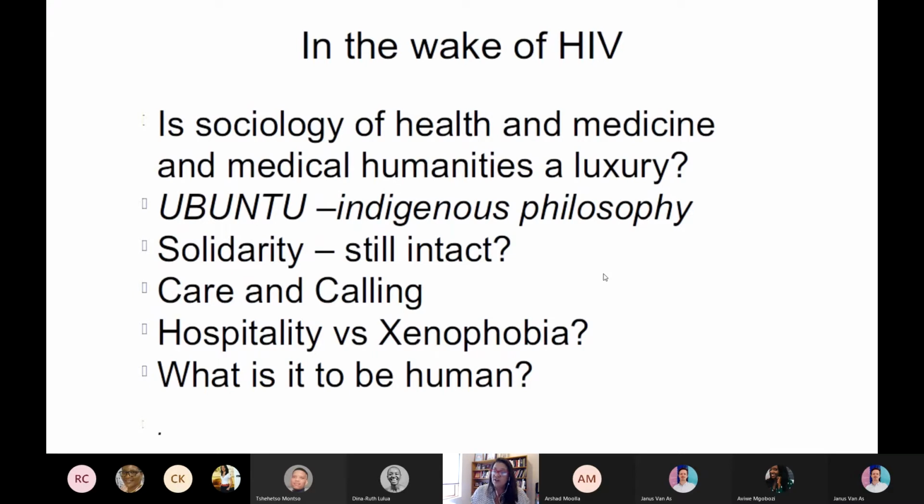They turned to indigenous philosophy, Ubuntu, the theory of how we are one through other people, and issues of care, calling or motivation, hospitality versus xenophobia, get onto the central agenda. 20 years ago, we were asking in all of our health science faculties, what is it to be human? Next slide, please.